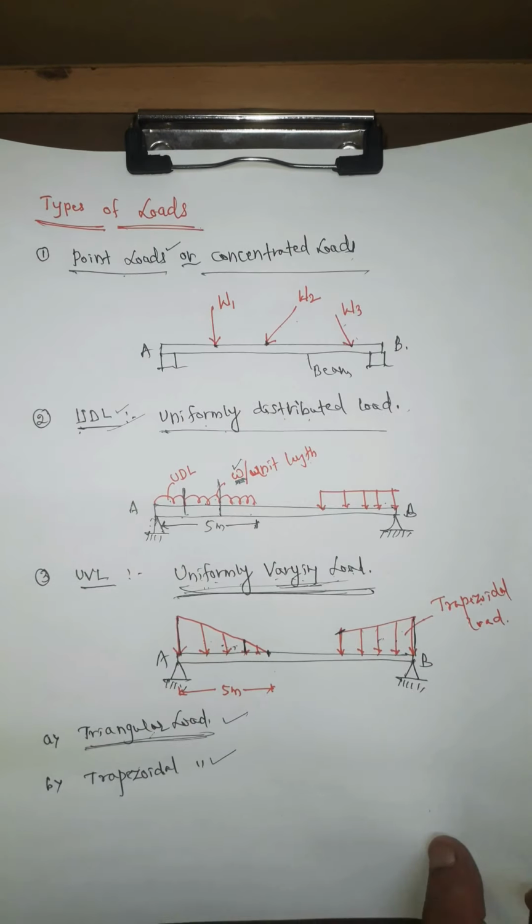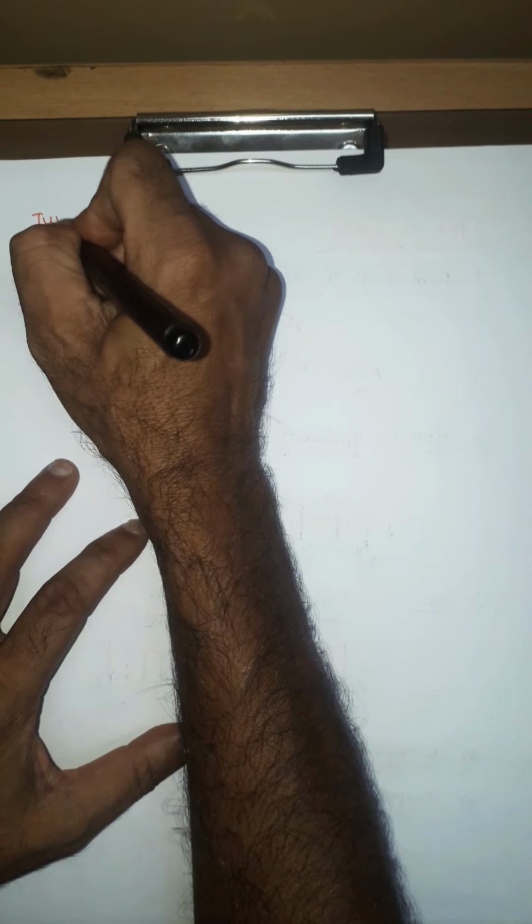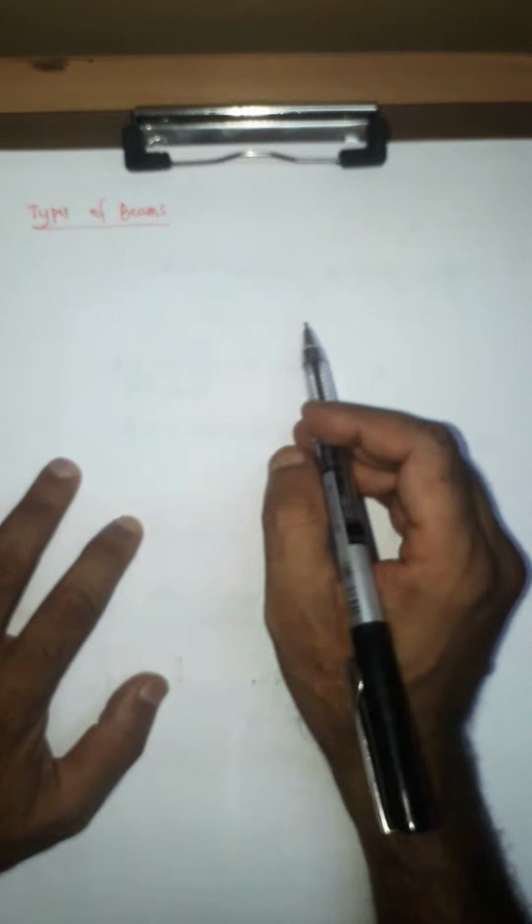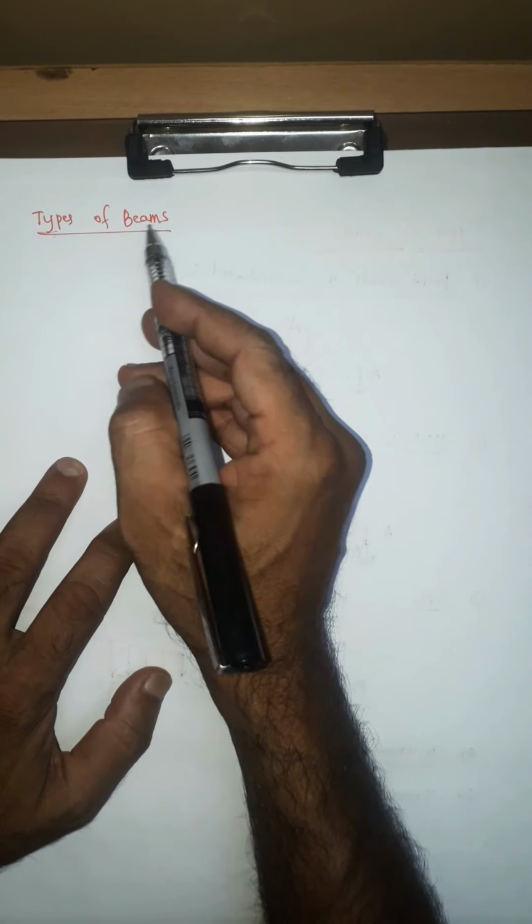Next will be types of beams. In the first session we studied what you mean by beam. A beam is a structural member in which the length of the beam is more compared to the other cross-sectional dimensions. Then what are the different types of beams?